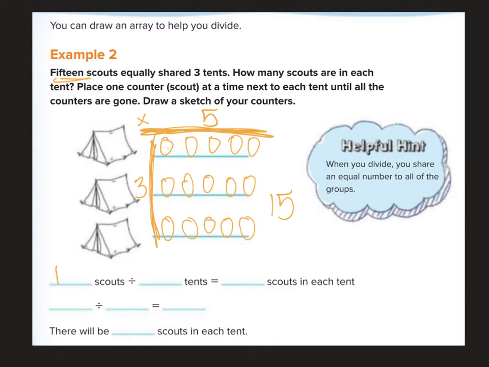So I have 15 scouts, and I have 3 tents. Divided by 3 tents equals 5 scouts in each tent. So 15 divided by 3 equals 5. There will be 5 scouts in each tent. I hope they are big tents because that seems like a lot of kids to fit into one tent.